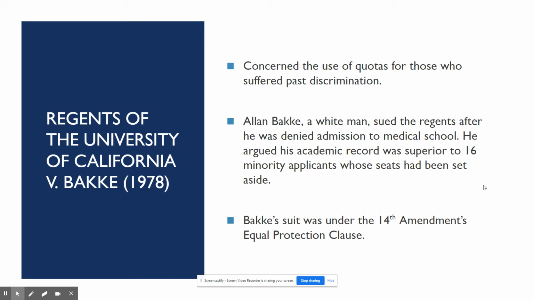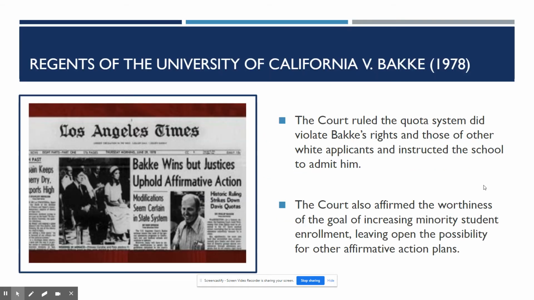So Bakke's suit is going to be under the 14th Amendment's Equal Protection Clause. Okay, so the Equal Protection Clause meaning everyone is equal under the law regardless of race, gender, so on. So in this case, the court is going to side with Bakke. So they are going to rule that the quota system does violate that 14th Amendment right and those of the other white applicants. So they're going to instruct the school to admit him.